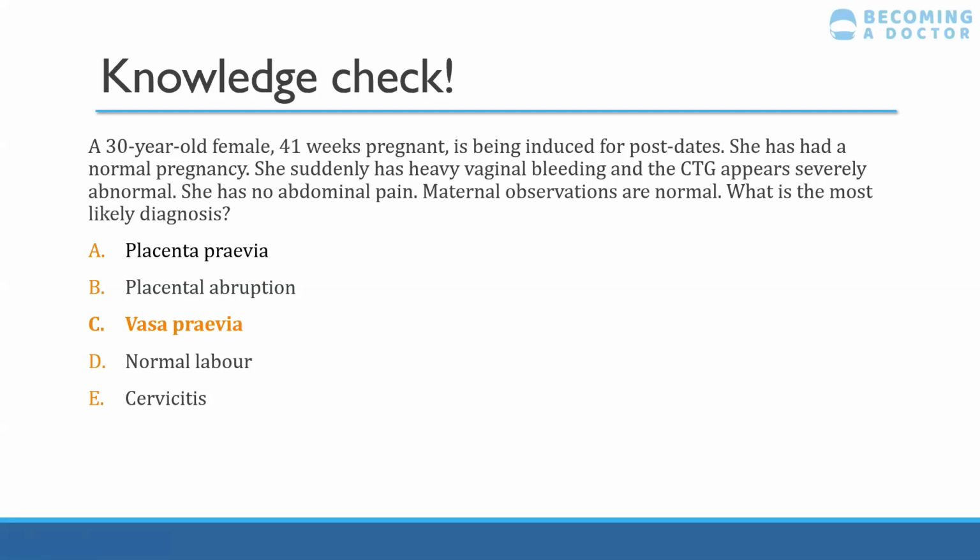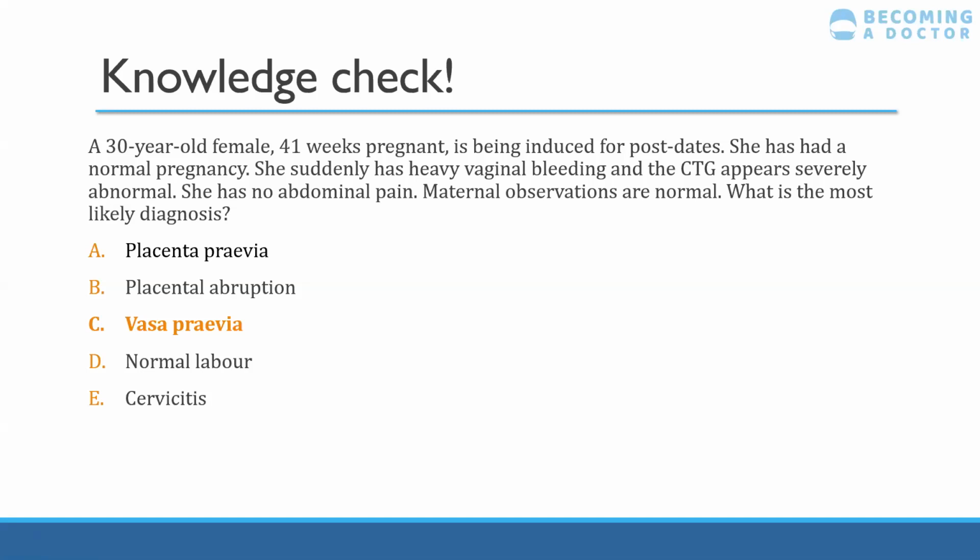She's had a normal pregnancy so far, so again that suggests it's less likely to be Placenta Praevia. Again, she's got heavy vaginal bleeding, which seems to mainly be affecting the baby, so that CTG is abnormal. She's got no pain and she's fine. So with Placenta Praevia, it's more likely we would have picked it up earlier, and we would expect maternal observations to be abnormal as well.